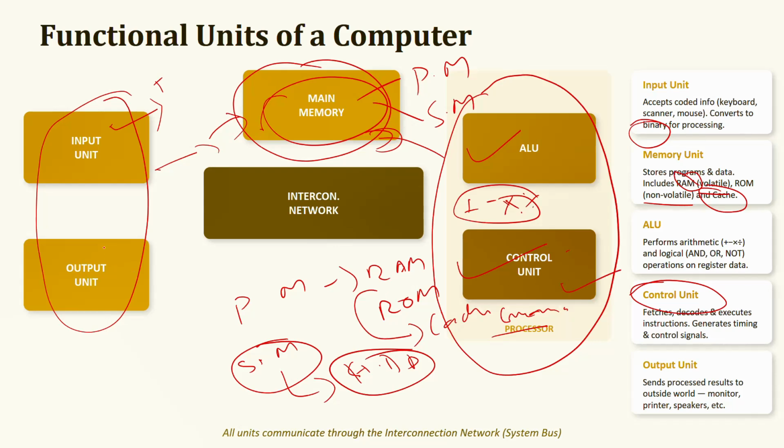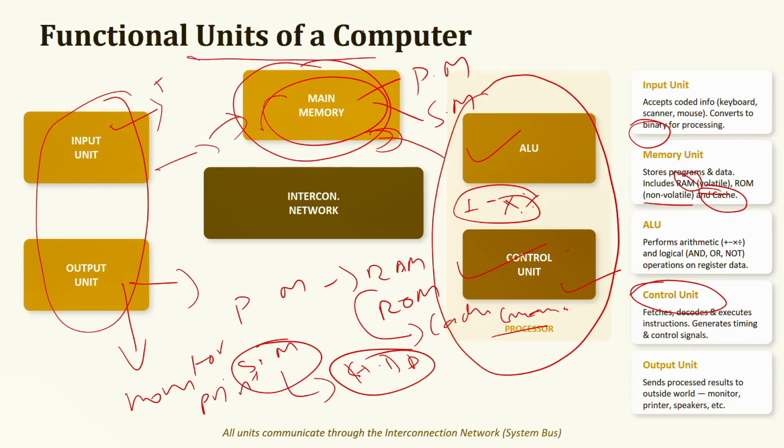The final thing in the functionality of a computer is the output unit. The output unit sends the processed information or processed result to the outside world with the help of output devices such as monitor, printer, and speaker. So this is the first part that comes under the topic of the functional units of a computer.